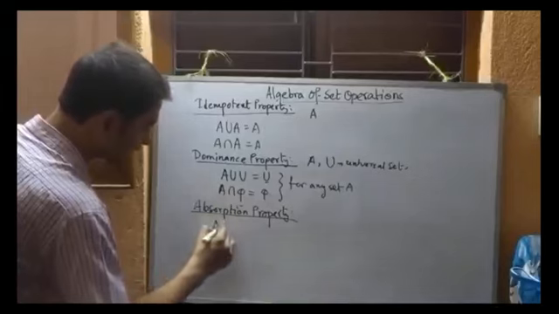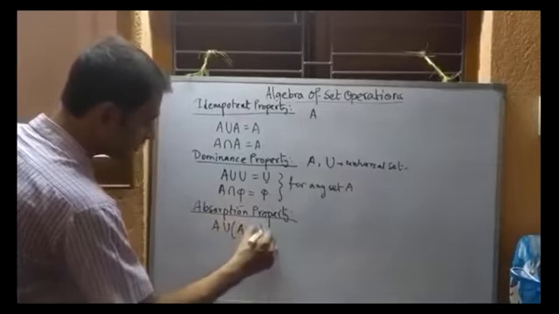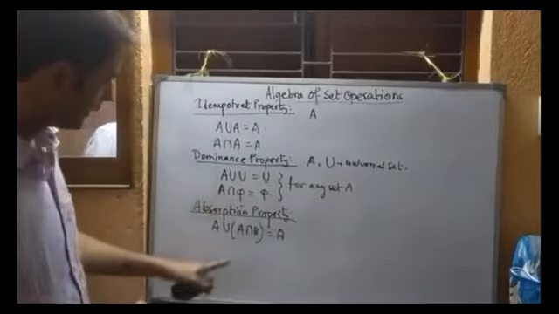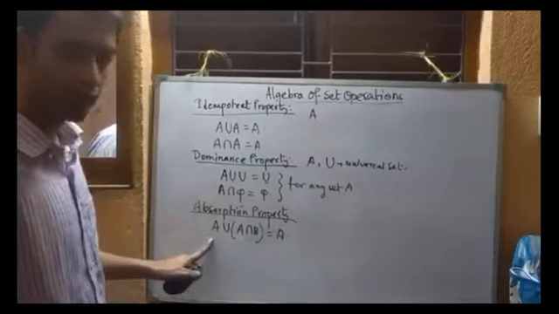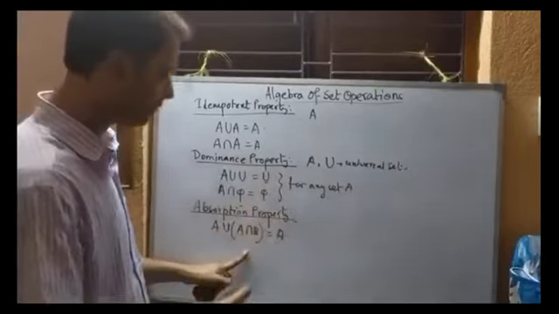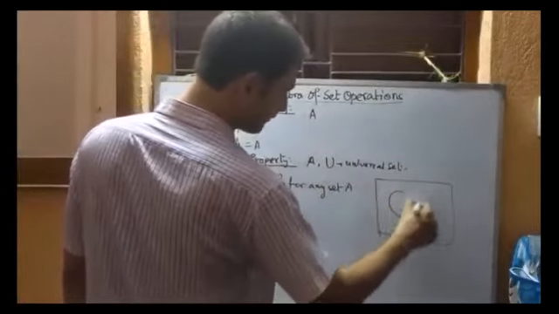This says if you take the union with A intersection B, it will give A. Because here A intersection B is a part of A. If you take the union of these two, it will give the larger set. So in the Venn diagram we can see it properly.